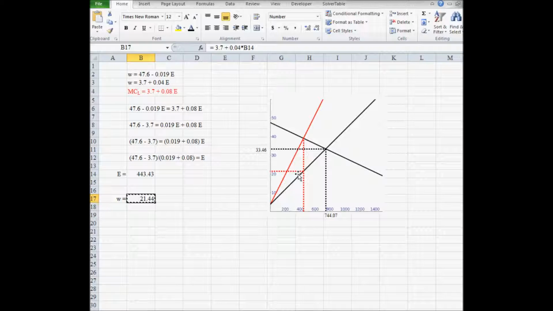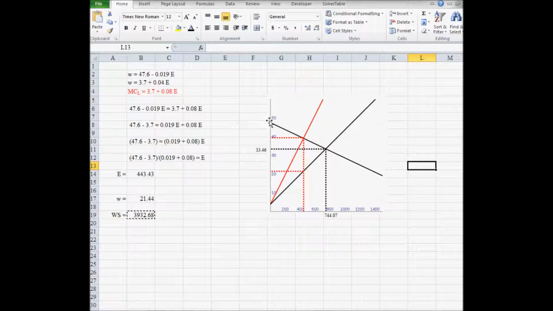Worker surplus is the area of the triangle that is a result of this wage being paid to employees down to the labor supply curve. To calculate the area of this triangle, the height of this triangle is the difference between the wage we just calculated, 21.44, minus the intercept of the labor supply curve, times the employment level for the monopsonist divided by 2. So worker surplus is $3,932.68.